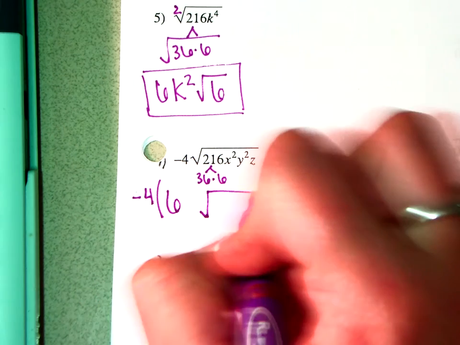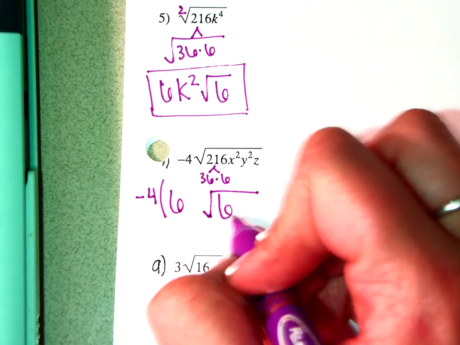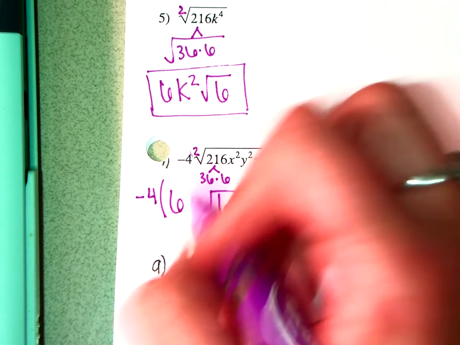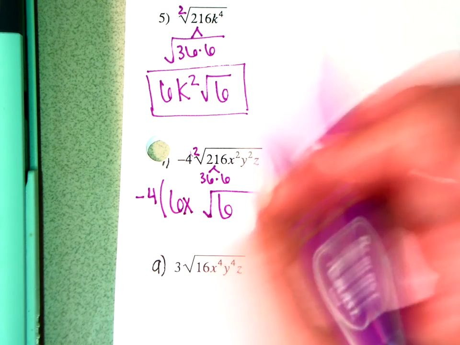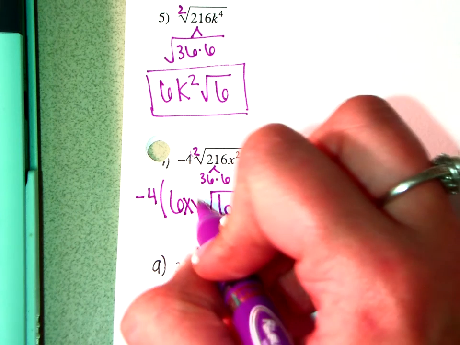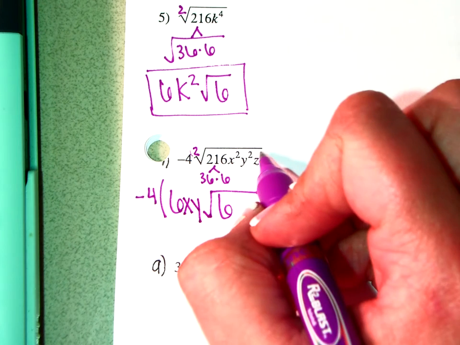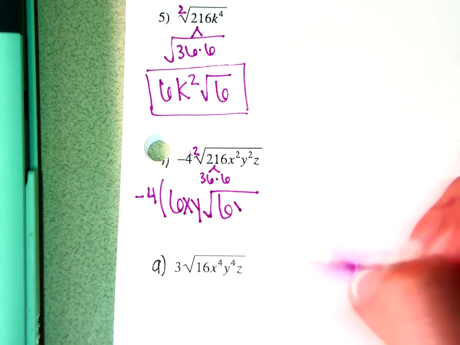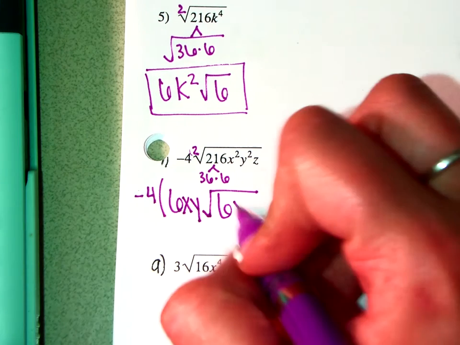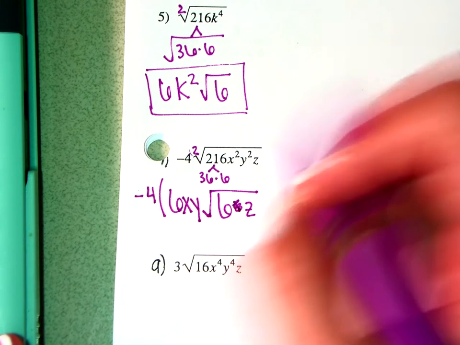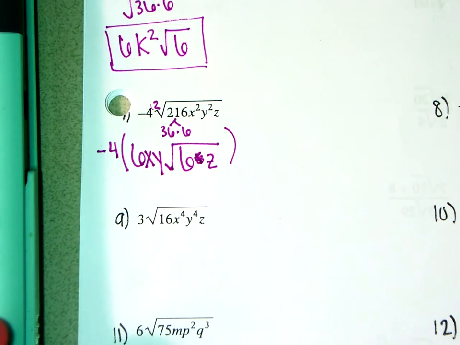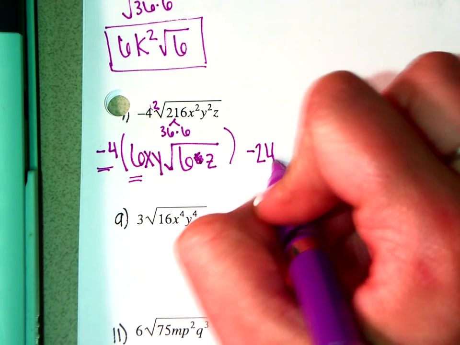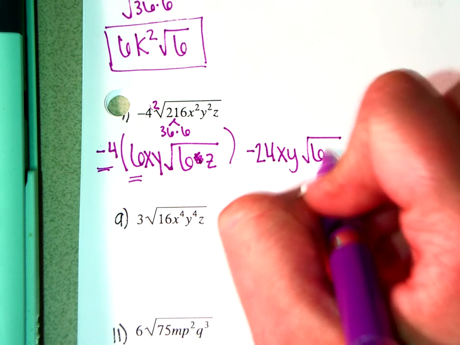The square root of 36 is 6. Okay, I'm going to bring my square root. My 6 stays in, so this 6 comes down. 2 divided by the index of 2. 2 divided by 2 is 1, so x has a power of 1. 2 divided by 2 is also 1, so y has a power of 1. And my z only has a power of 1 here, so 1 divided by 2 is a decimal. So I'm not going to write x there, just cross that out. My z value will stay underneath. Now to finish this problem, I need to make sure I distribute, so negative 4 times positive 6 is negative 24xy square root of 6z.